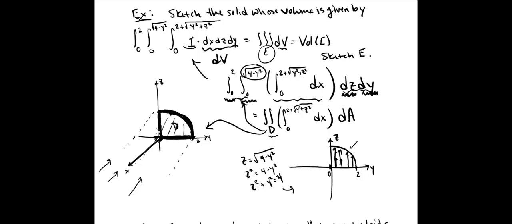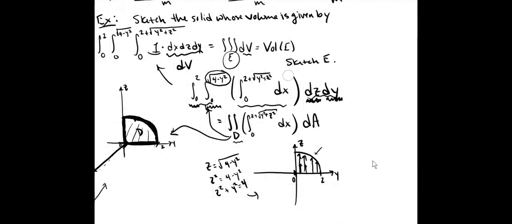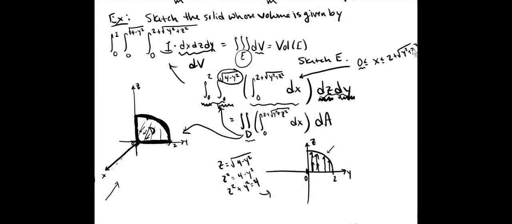So let's see what our object actually looks like by looking at the inner integral, that x integration. Notice here that inner integration is saying that x starts at 0 and goes up to 2 plus root y squared plus z squared. So x equals 0 is just the yz plane. Our x values are starting in the yz plane and going forward out of the page in the x direction. But how far? What surface is stopping them? It's this x equals 2 plus root y squared plus z squared.